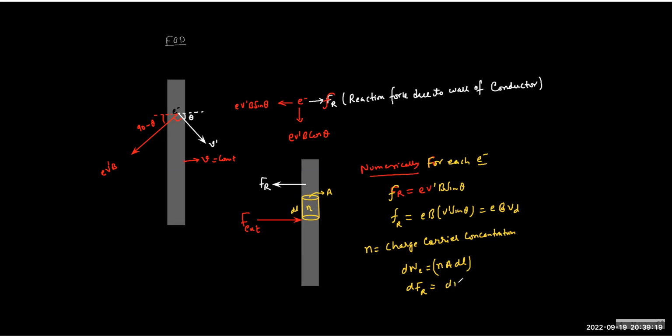And therefore dF, the net reaction force on the rod, will be how much? It will be dN into the force due to each electron, correct? If one electron is creating this much reaction, how much reaction force will the entire bulk of electrons create? Yes, sir. Which is nAdl, and Fr we got as eBVD.